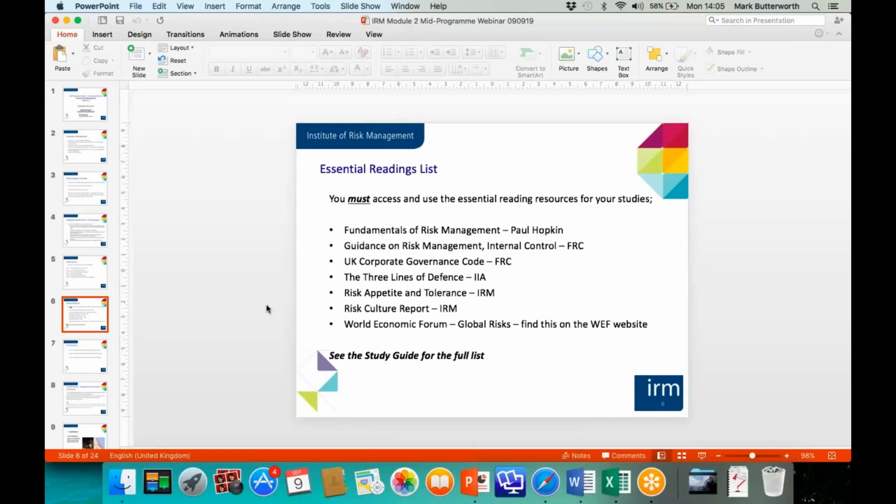There's a lot in there, and you're referred to the sections you're required to read and understand at different points in the study guide. And then there are things such as the guidance on risk management and internal control and the UK Corporate Governance Code, both published by the Financial Reporting Council, and these other documents. The references for these documents are all contained within the study guide. Probably know that.